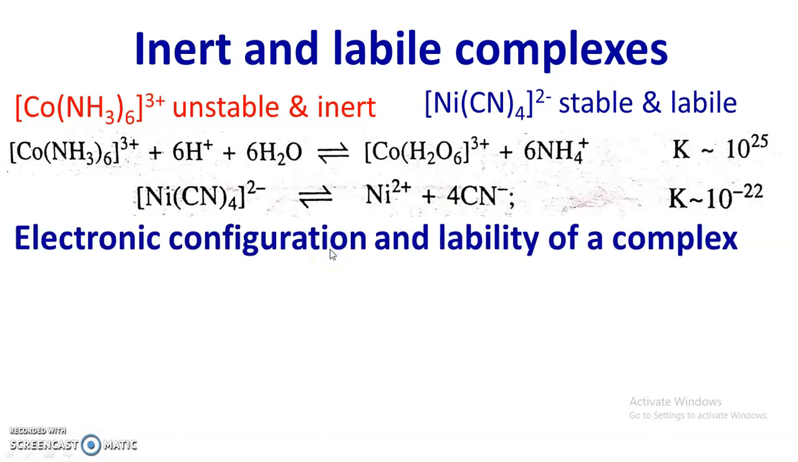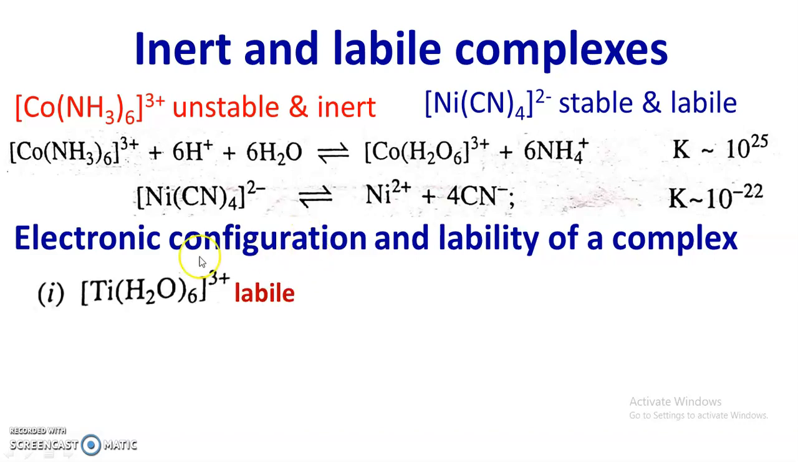Now the next point is the correlation between electronic configuration and lability or inertness of the complex. Taube suggested a relationship between the d electron configuration of the metal and the lability of the complex, and according to Taube, inner orbital complexes having one or more vacant d orbitals are labile.